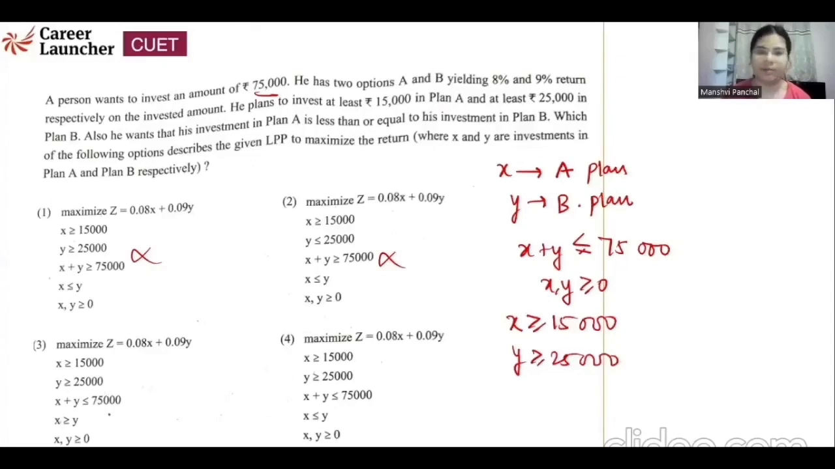Next, he wants that his investment in plan A is less than or equal to his investment in plan B. It means X should be less than or equal to Y. It means your option 4 is the correct answer.